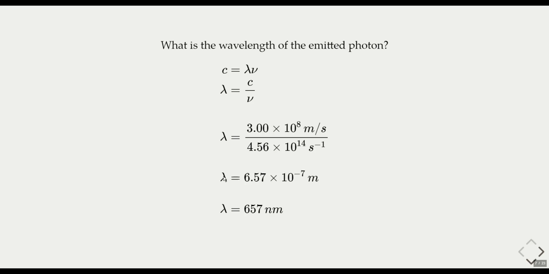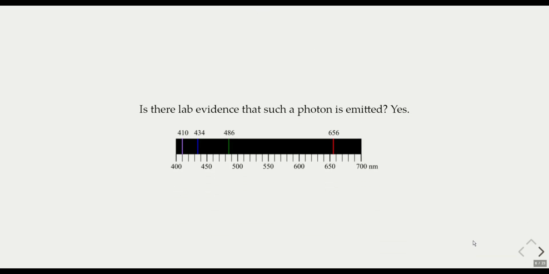Now I'm going to show you on the chart that that's exactly what we see in the lab, minus a small difference because of rounding. So in the lab, what we see when we take hydrogen and heat it up and analyze the light that's given off as the electrons move back down to lower energy levels, we see these 4 bands of color. And one of them happens to be very close to the number that we just calculated. We calculated 657. Here it's 656. Just a small difference in rounding.